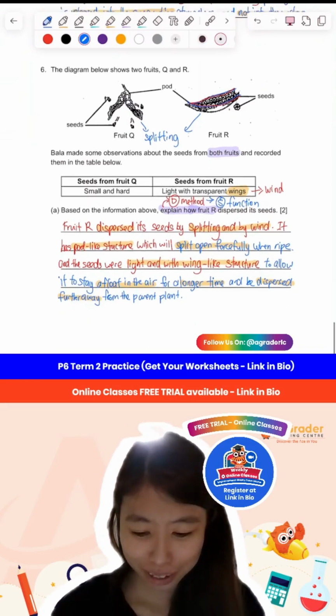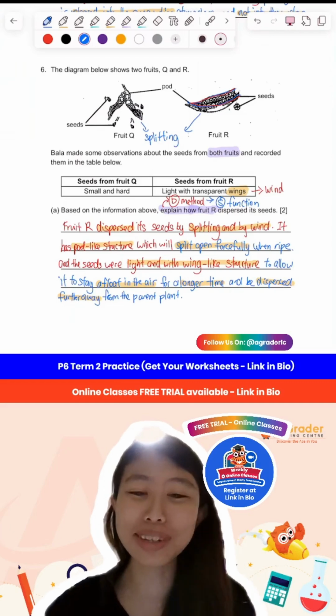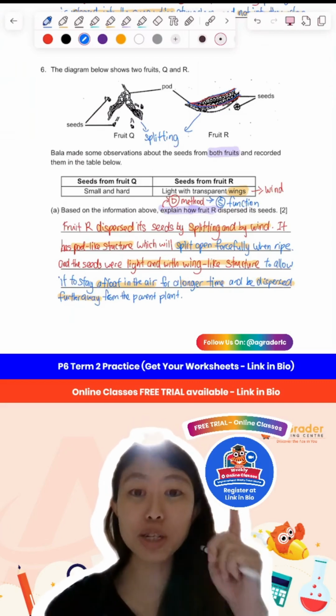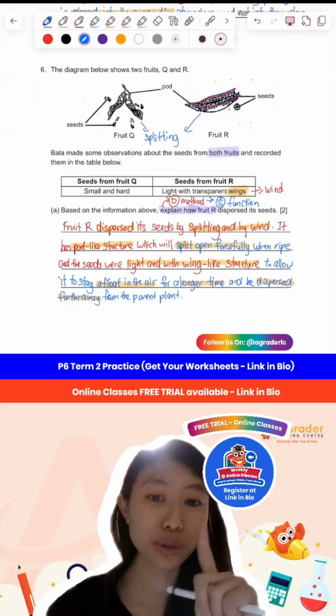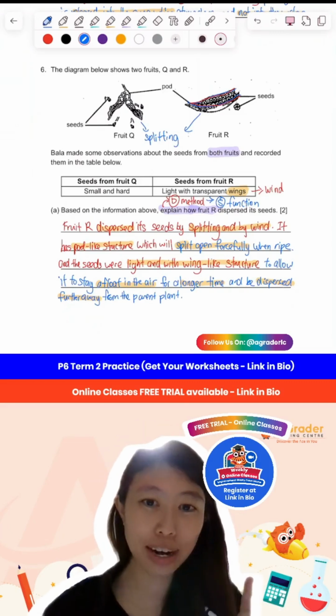Because for this one I have to mention two dispersal methods. So if you talk about splitting correctly, you get 1 mark. You talk about your wind dispersal correctly, you get another mark.